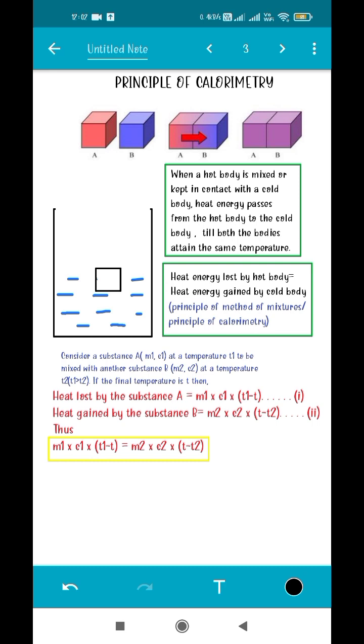And what is the heat which is gained by substance B? M2 into C2 into T minus T2. The final temperature is obviously greater than the lowest temperature. So T minus T2. So these two heat will be equal according to the principle of calorimetry. So M1 into C1 into T1 minus T is equal to M2 into C2 into T minus T2. When we do numerical problems, this formula will be more clear.